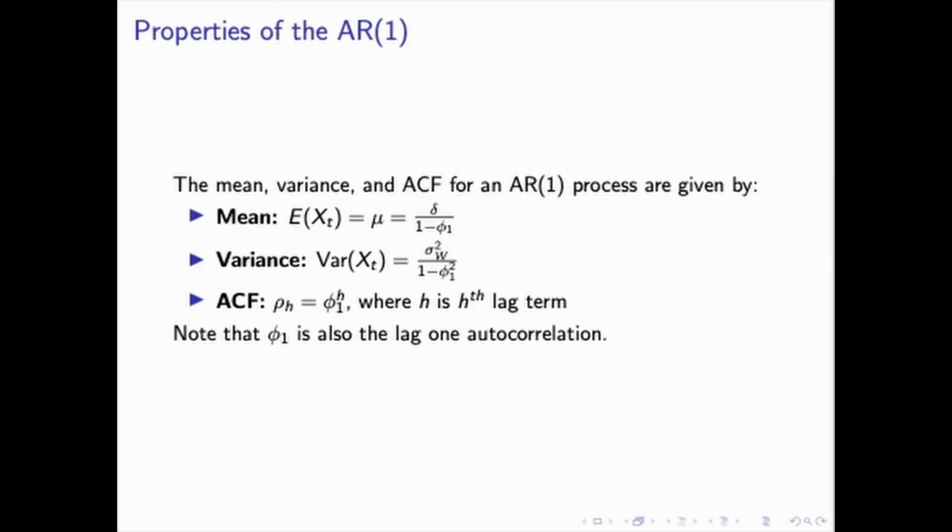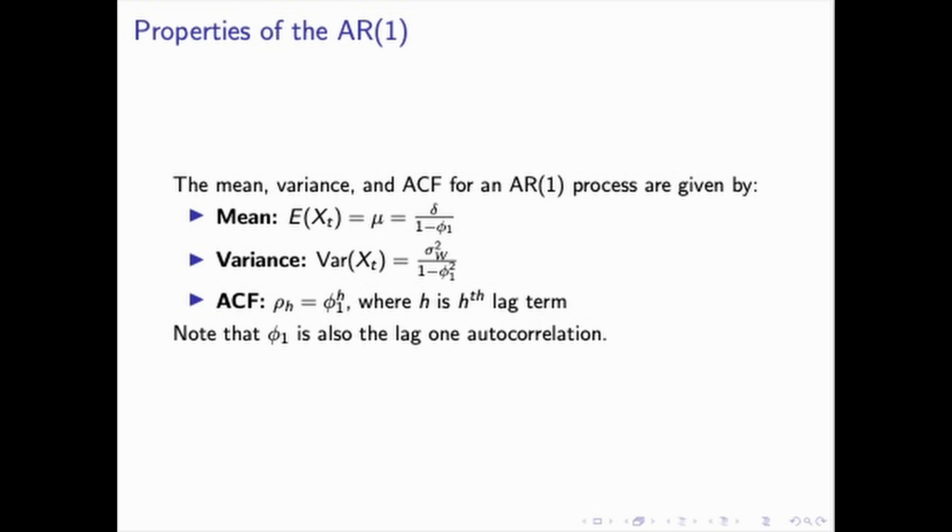We also want to look at the 3 key properties of the AR(1) process. First, the mean. The expected value of x_t equals mu, which is equal to delta over 1 minus phi1. This formula gives the expected or average value of the AR process. The mean depends on the constant delta and the autoregressive parameter phi1. If phi1 is close to 1, the process has a strong memory effect, meaning past values significantly influence future values.